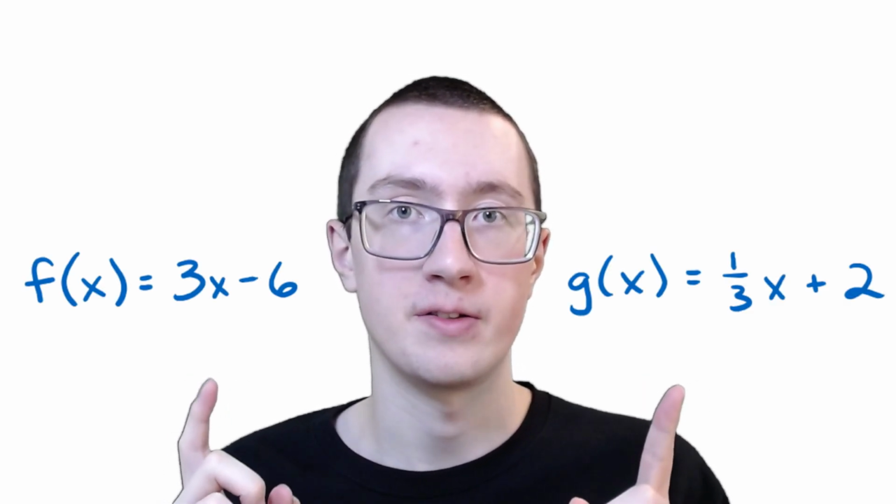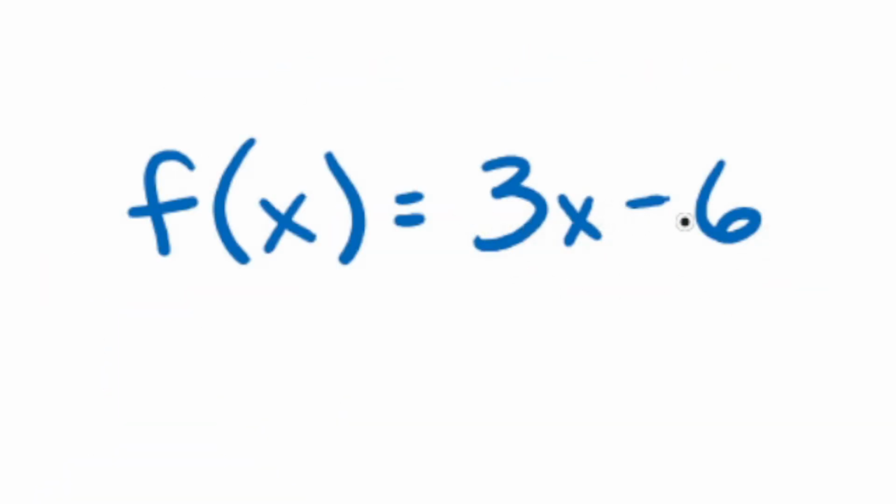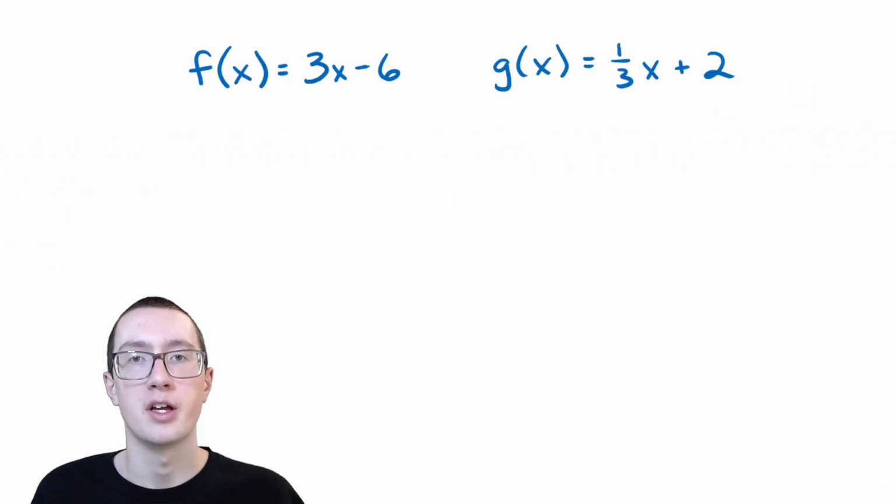Here's how to take an f of x and a g of x and find out if they're inverses. So here's the example that we'll be doing in this video. We have an f of x here, that's 3x minus 6, and we have a g of x, that's 1/3 x plus 2. And we need to verify that these are inverses.